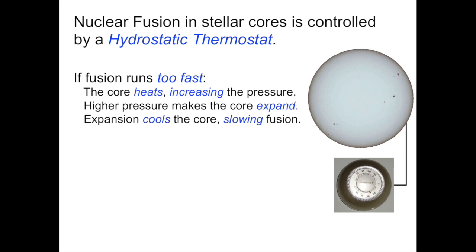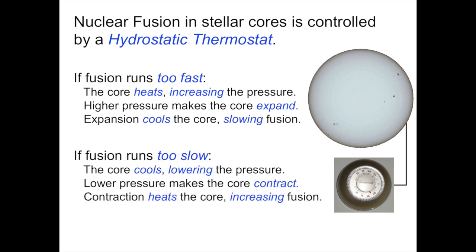If the fusion runs too fast, fusion makes a lot of energy. That energy is absorbed by the core, heating the core up. But if you heat the core, because it's a perfect gas, you will increase the pressure in the core. This higher pressure, in turn, pushes against gravity and makes the core expand. As the core expands, the perfect gas law tells us it cools off, and as the temperature drops, the fusion reaction rate drops.